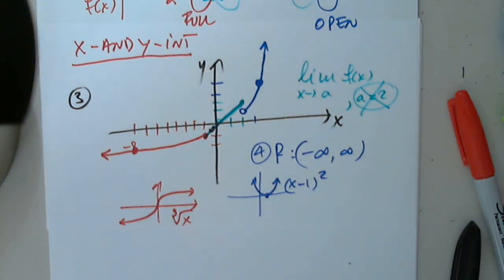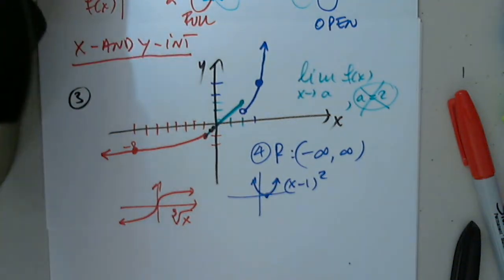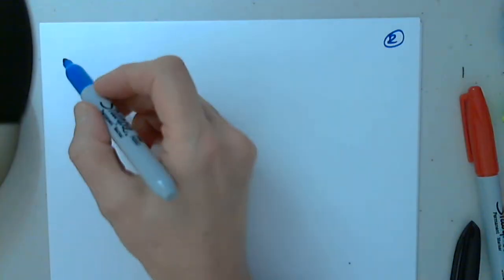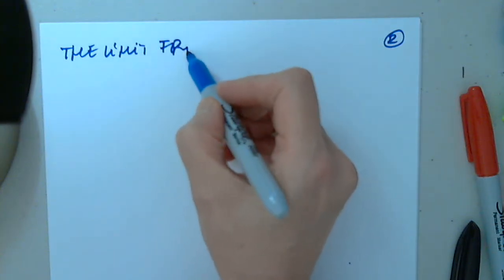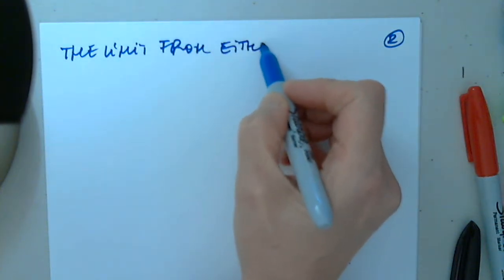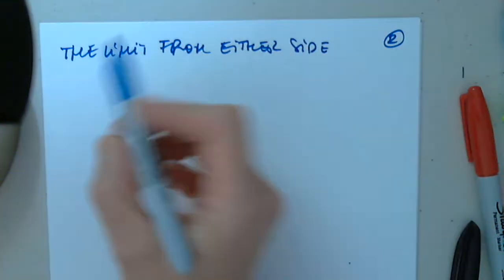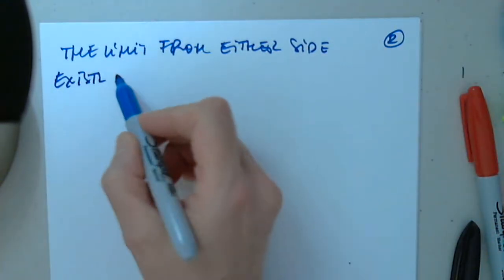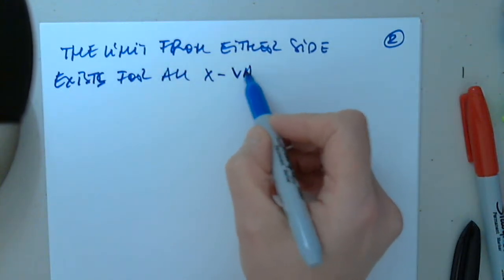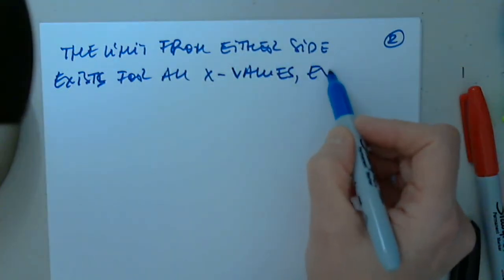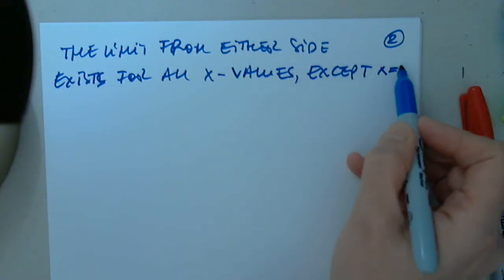Anything else? Is that exactly how you'd write the answer to that? How I would write the answer, I just didn't read the whole thing. I thought it was just a graph. So how I would write the answer is exactly what we just said. The limit from either side exists for all points or x values except x equals 2.